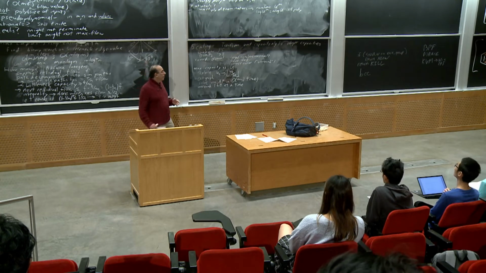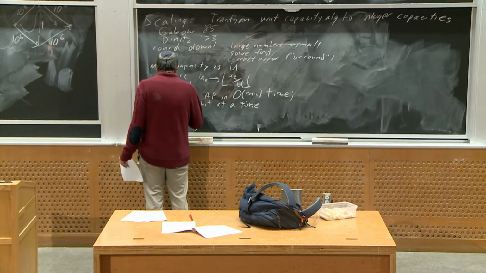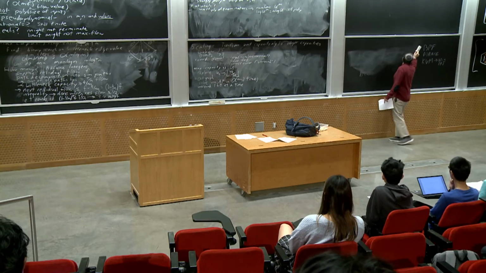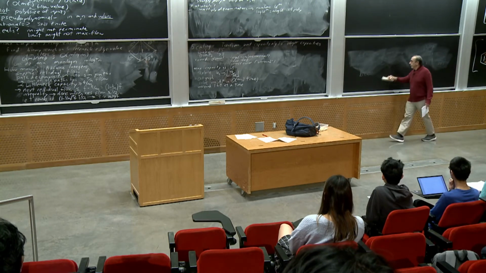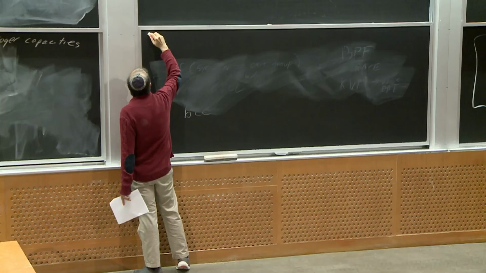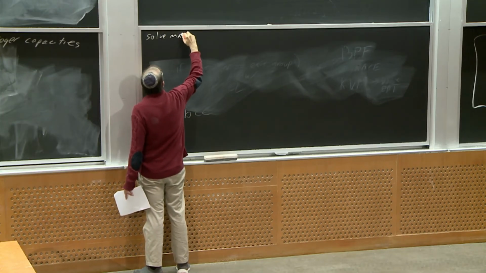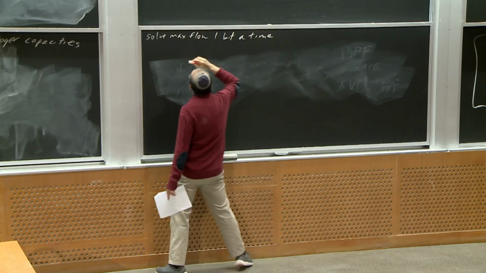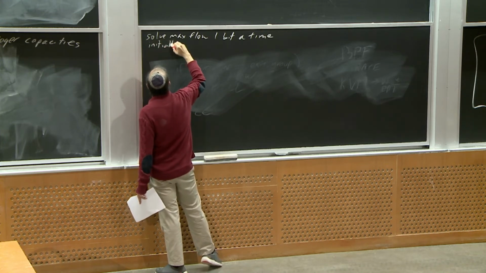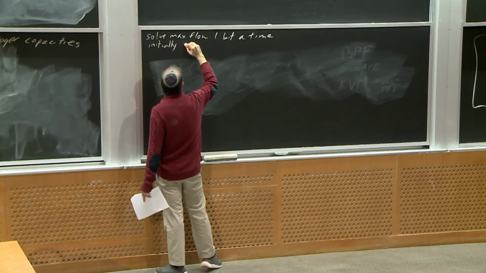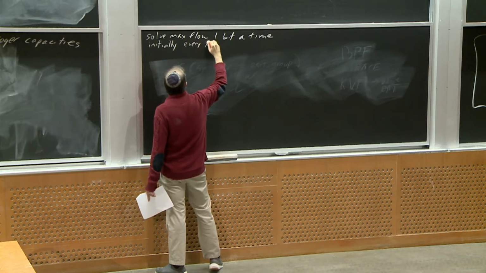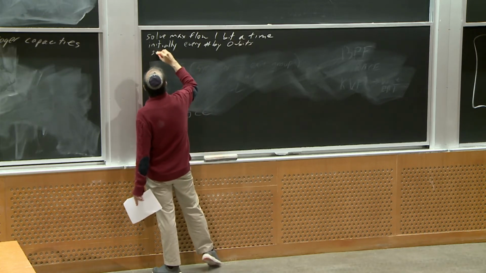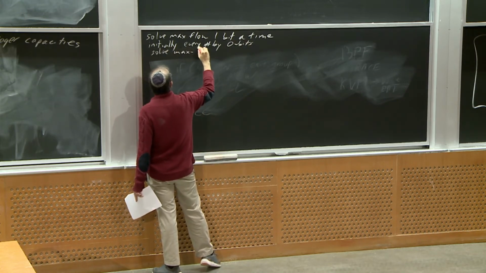I need a new board, and let me start over now that we've got the intuition of what's going on. We're going to solve max flow 1 bit at a time. Initially, we're going to replace every number by 0 bits. Then we are going to solve max flow. But since we have 0 bits, the answer is 0.